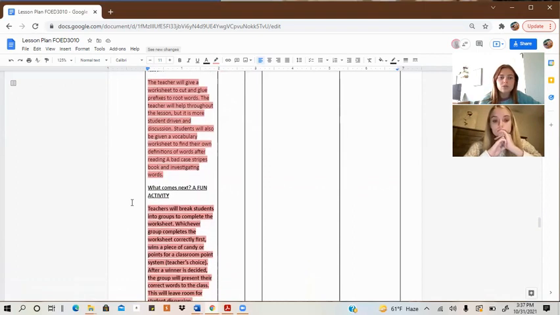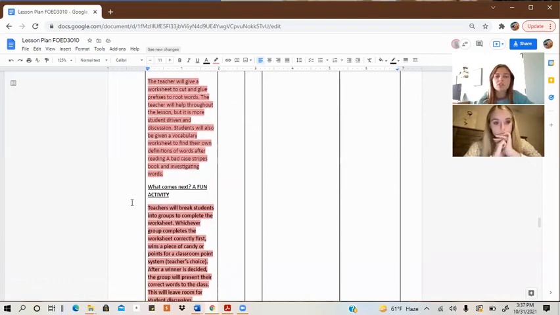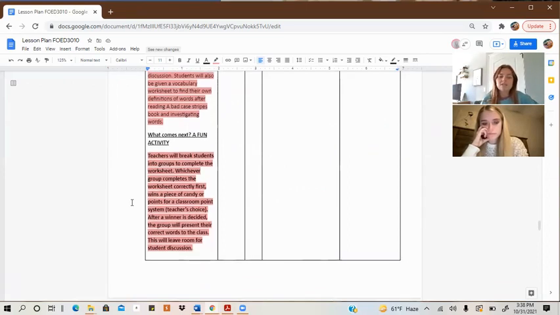During the actual lesson, we're going to give them the worksheet to cut and glue prefixes to root words, and we'll help them throughout the lesson, but it's going to be more student driven and discussion than the teacher standing in front of the class just lecturing. They will also be given a vocabulary worksheet to find their own definitions of words after reading the book, A Bad Case of Stripes, and investigating words. And this ties into our activity.